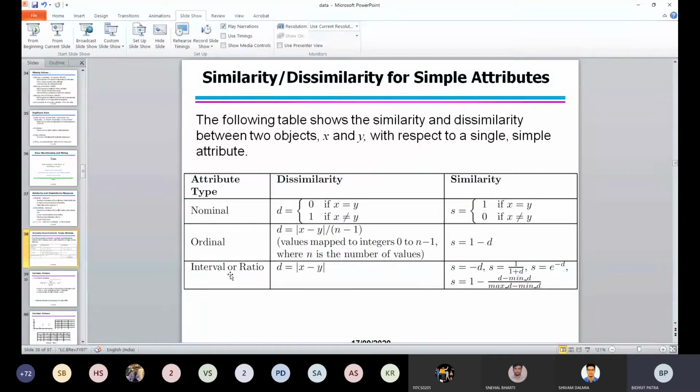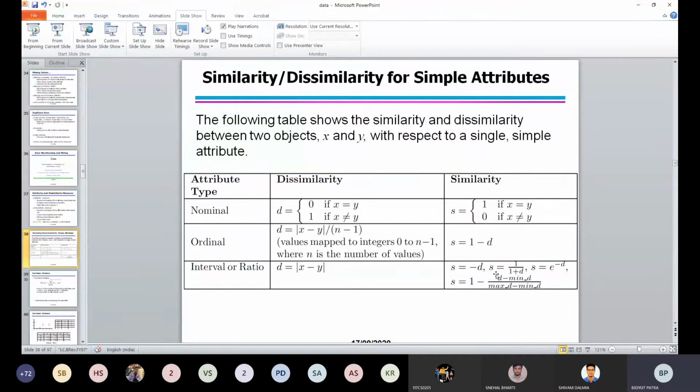And then for interval or ratio attributes, the dissimilarity value is the absolute difference. Because similarity is opposite to dissimilarity, you have a few options for how to present the similarity value. We can do s equals minus d, since similarity is opposite to distance. Say if the distance is 2, then the similarity will be minus 2. But we said the similarity value should be 0 to 1, so we need to choose properly.